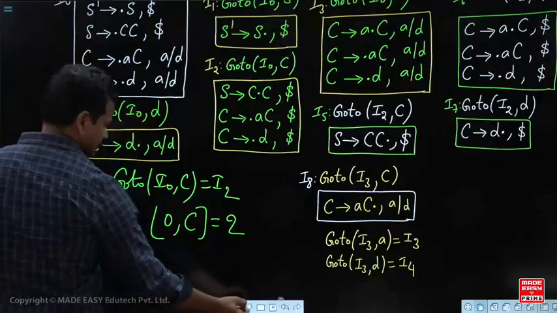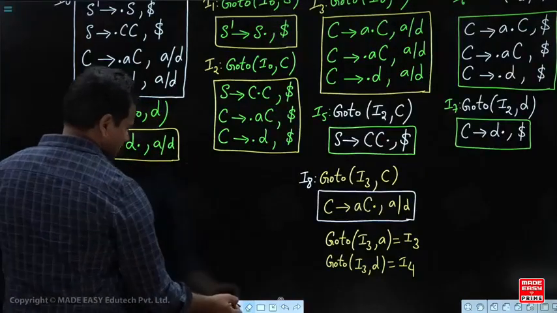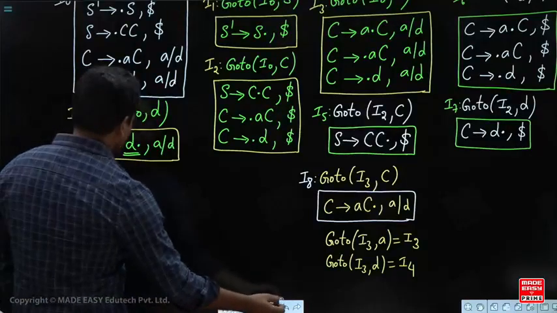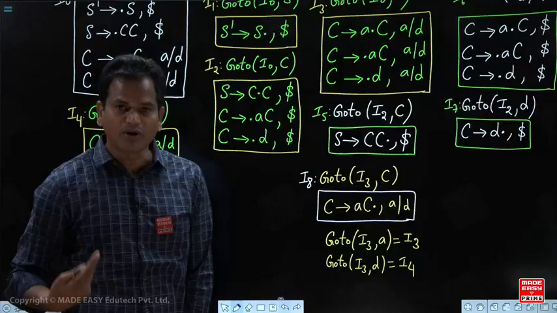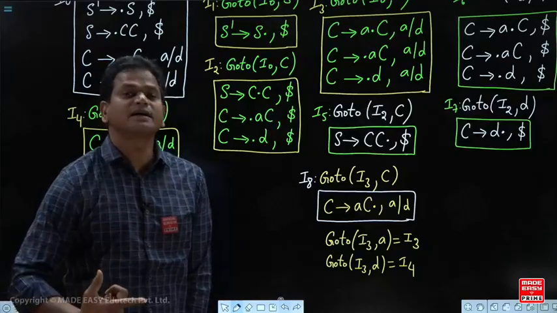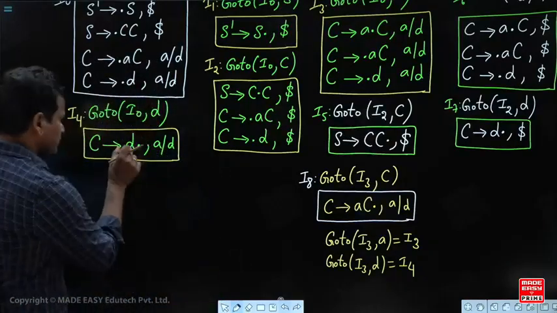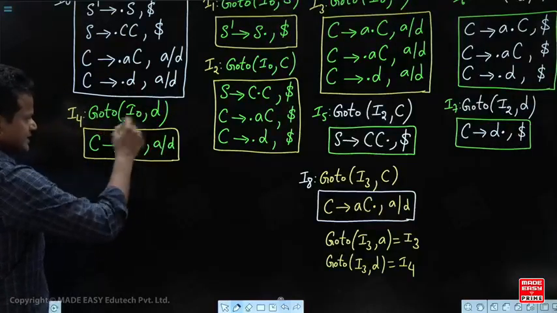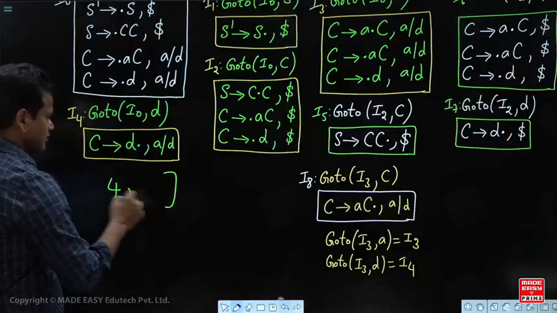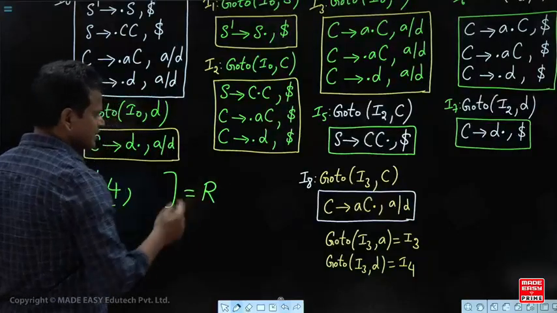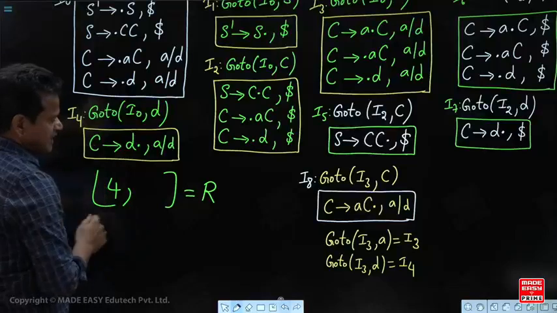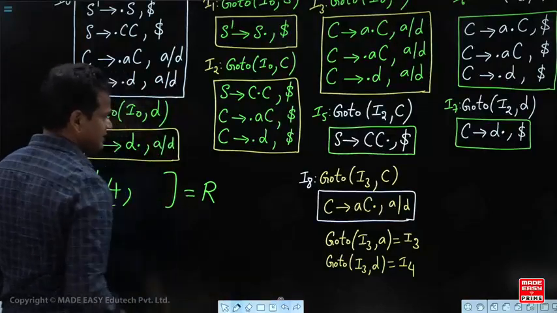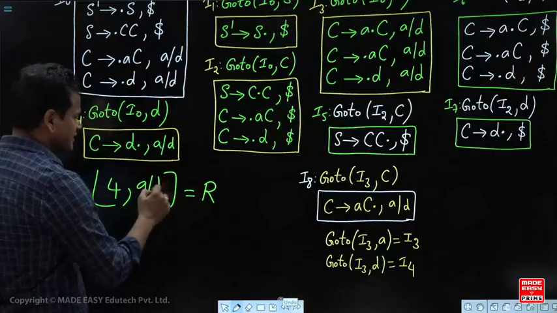Come to I3. Hello guys, come to I3. Have you observed here? This is a final state, final item. That means the dot has reached the end. Whenever the dot reaches the end, what should we write? We must write the reduce operation. So as it has reached the end, and the name of the state is I4, in the fourth row we must write the reduce operation. Why reduce? Because final item. And which column? Under look ahead. You need not find any first and follow for this. So under A and also under D, reduce.